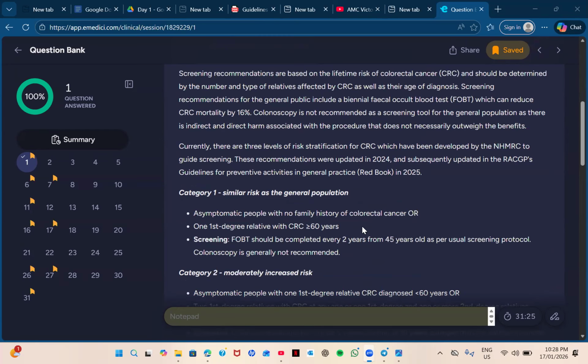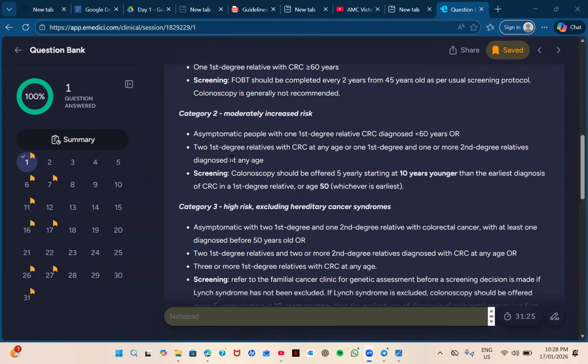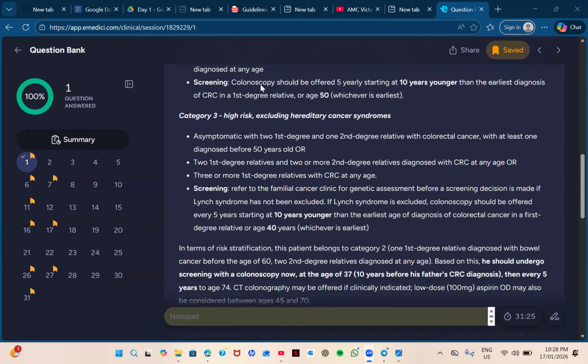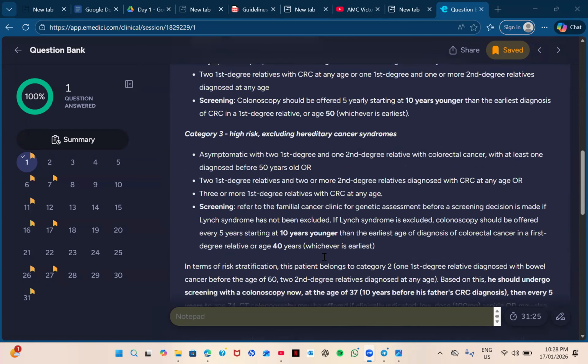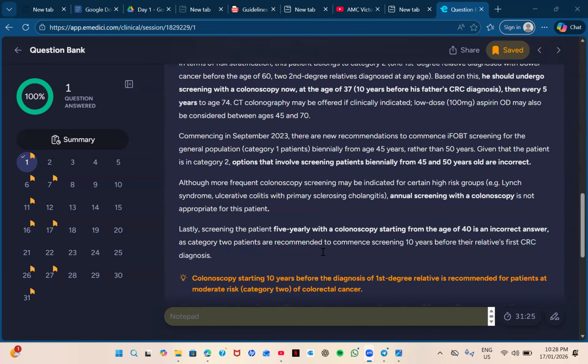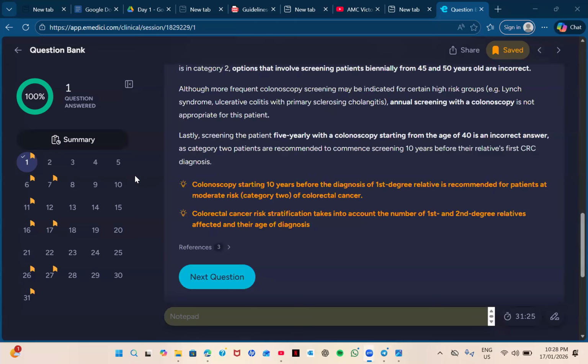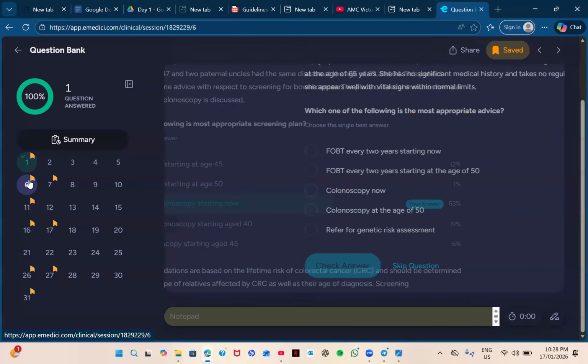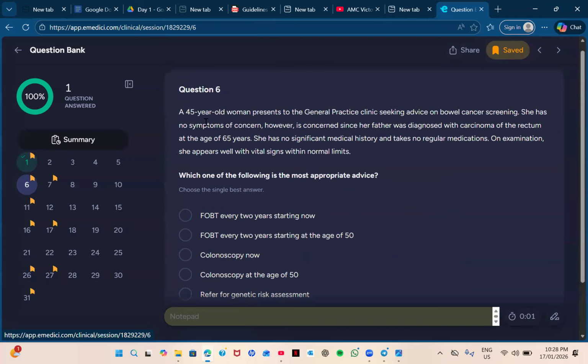Yeah, doctor. Okay, here the same thing they have mentioned. Yeah, you can do it after the session as well. Anyway, I'll read this part. Colonoscopy starting 10 years before the diagnosis of the first degree relative is recommended for patients at moderate risk of colorectal cancer. Okay, we just did this same kind of question.